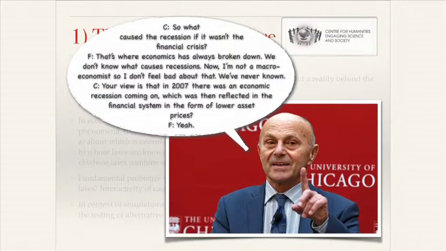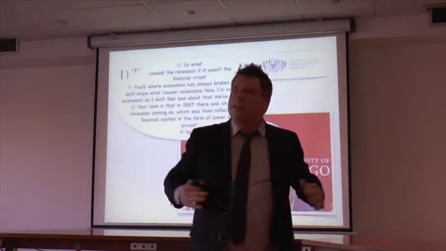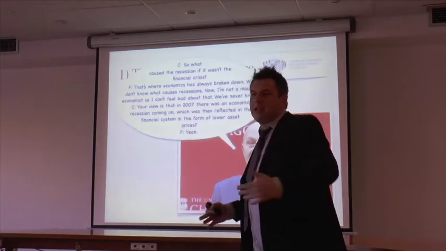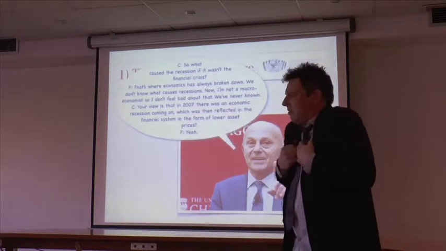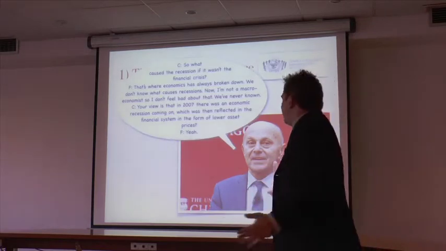And then that continues. So Cassidy asks, so what caused the recession if it wasn't the financial crisis? That's where economics has always broken down. We don't know what causes recessions. Now, I'm not a macroeconomist, so I don't feel bad about that. We've never known. Your view is that in 2007 there was an economic recession coming on, which was then reflected in the financial system in the form of lower asset prices? Yeah. Imagine that. He doesn't even care. And he thinks that, anyway, these real-world phenomena, well, look, I'm not a macroeconomist.